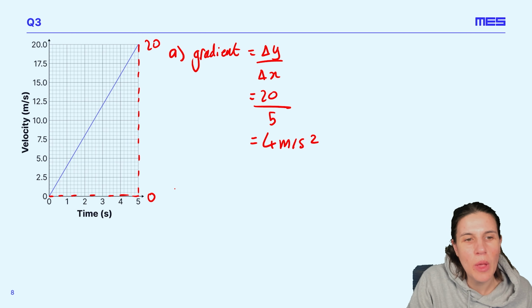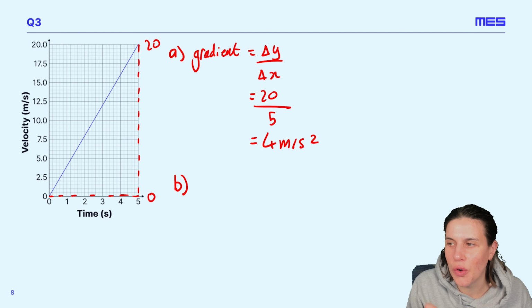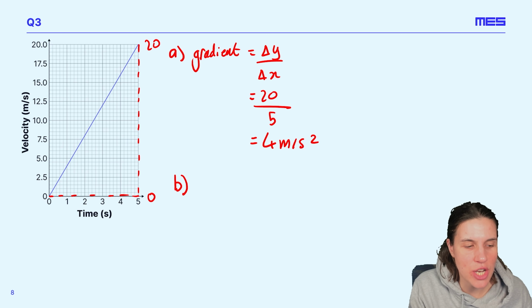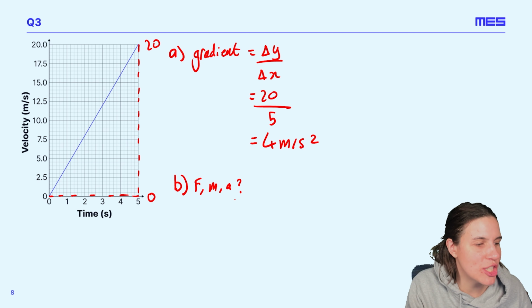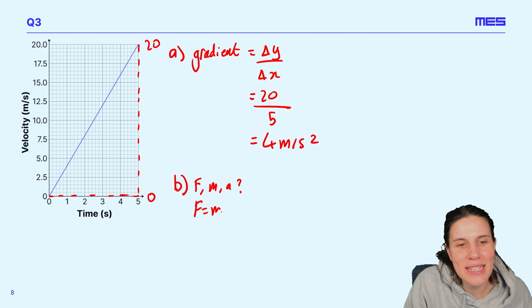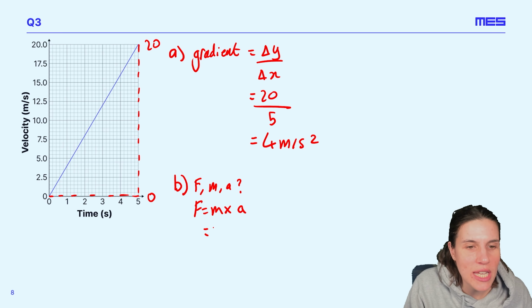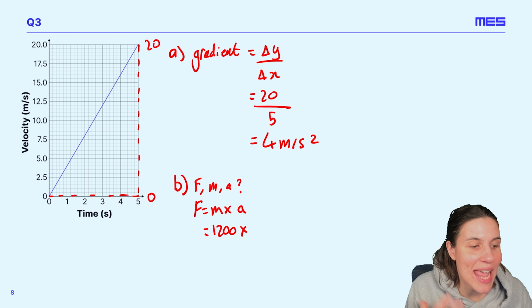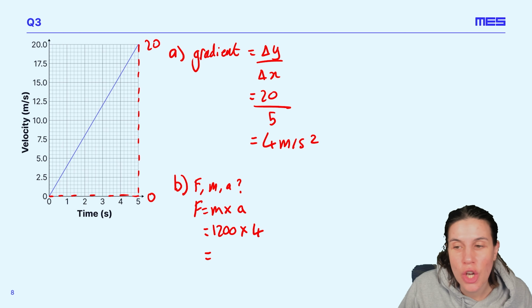Now, part B asked me to calculate a resultant force that acts on the car. I'm given a mass and I know the acceleration. So I'm going to think, what equation do I know that's got force, mass, and acceleration in it? I know Newton's second law, force is equal to mass multiplied by acceleration. So the mass of the car, I'm told in the question, is 1,200. I'm told the acceleration of the car, I calculated that in the previous question, is 4 meters per second squared. So that's why it was a show that question.